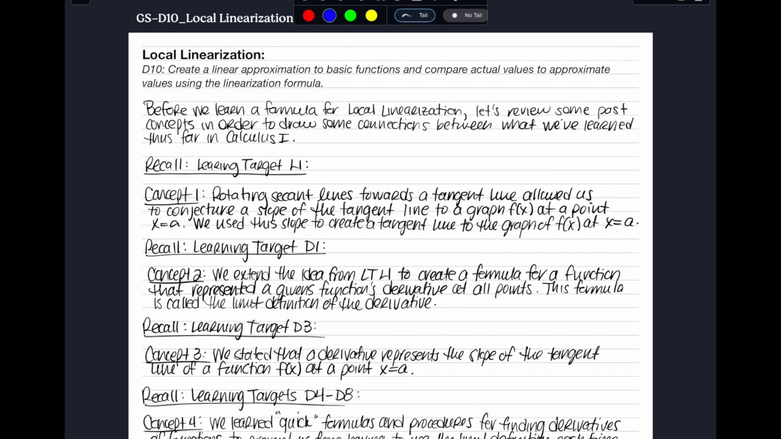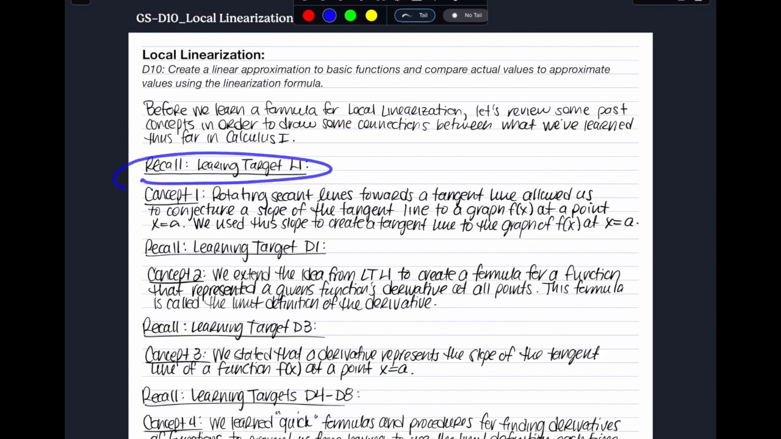But before we do, my intention behind this video for this specific guided study is to review some past concepts in order to draw some connections between what we've learned and see where a lot of the questions you're being asked are very similar.